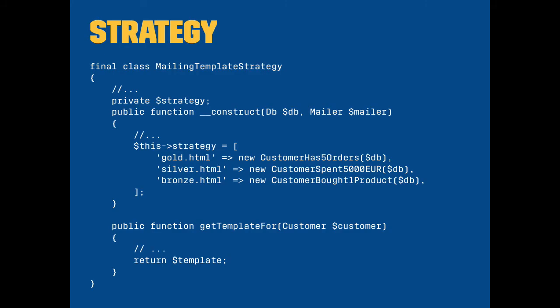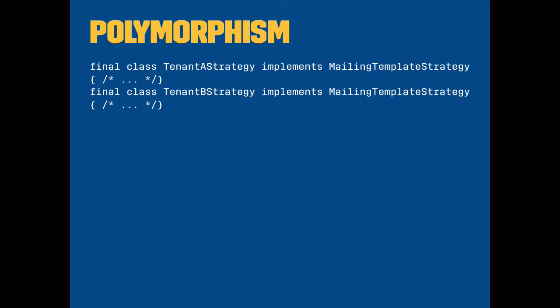This is very interesting because objects can be replaced. We can have polymorphism. Polymorphism means that you as a client, all you want is a mailing template strategy, but you don't care which one. You don't care how it works. So maybe, for example, we have two installations of this system, and one installation is for somebody who likes to send bronze email or gold emails to people who buy 5 products.